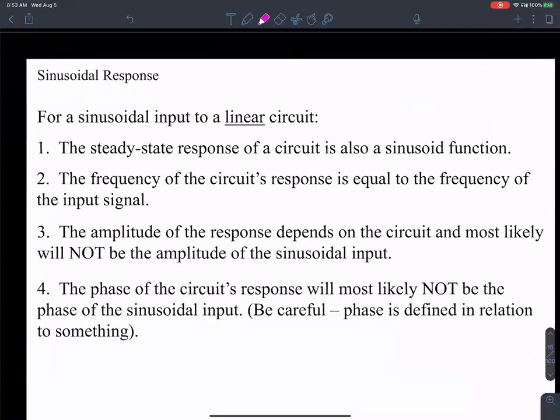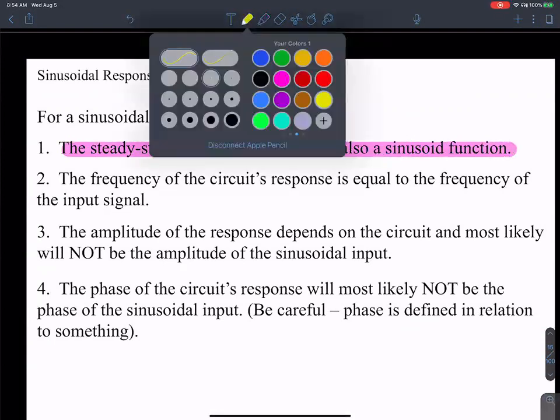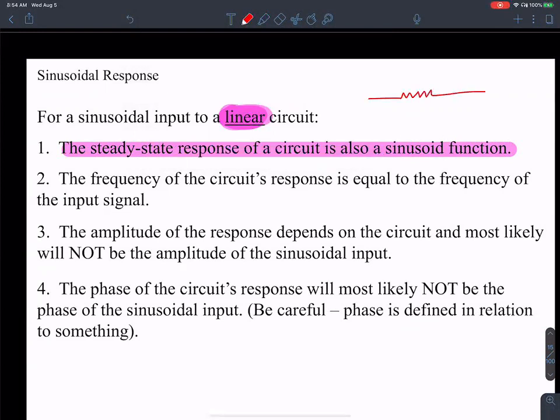Okay, and then there are certain properties that are applicable for sinusoidal input when we have a linear circuit. The steady state response of the circuit is also a sinusoid function. So I'll give you an example. Let's say I have a resistance, and I apply a sinusoidal voltage as input. The response of this guy is also going to be a sinusoidal function. If you were to look at the voltage dropped across this, that's going to be sinusoid as well. So the response of a circuit is also going to be sinusoid.